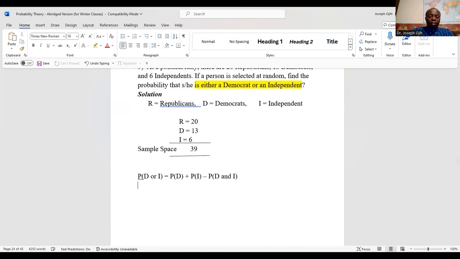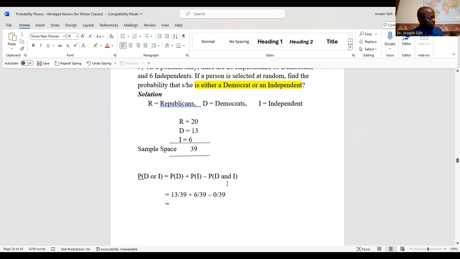So plugging this in, Democrats, there are 13 of them, 13 out of 39, plus independents, we have 6 out of 39, minus the Democrat and independent. You cannot be a Democrat and independent at the same time. So this side will turn to 0 over 39. That will give us the answer.